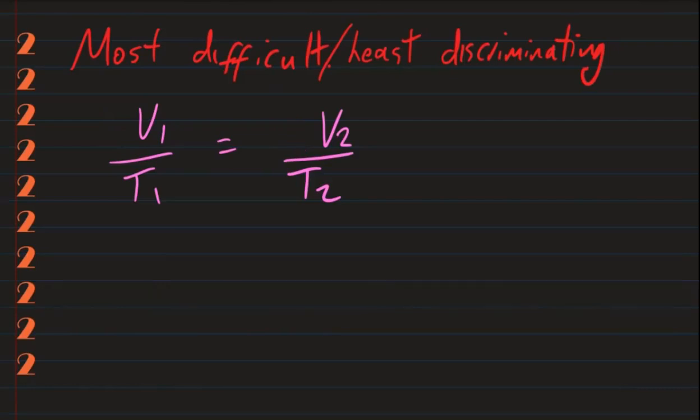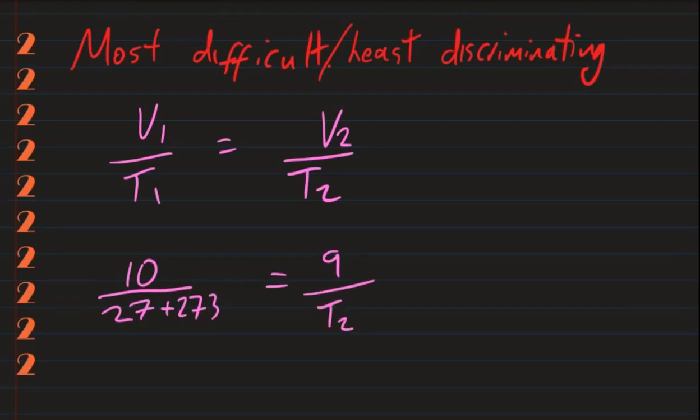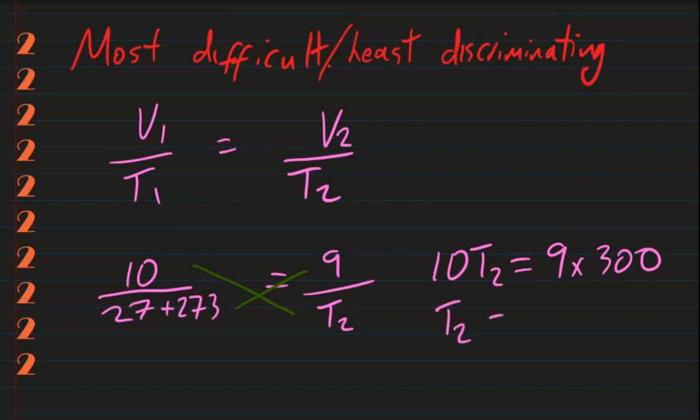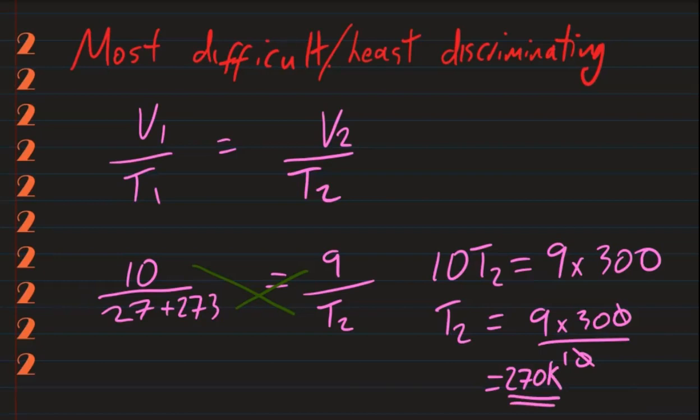All right, so the volume at the beginning is 10. The temperature at the beginning is 27. No, it's not. You've got to convert to Kelvin by adding 273. The volume at the end is 9, and the temperature at the end, we don't know. That's the question. So I've got 10 times T2 by cross multiplication. So this times this is that times that. 10 T2 is 9 times 300. So T2 is 9 times 300 over 10. Cancel those. So it's going to be 270 Kelvin. Is that an answer? No, it isn't, but we can convert that into minus 3 degrees C. So that's going to be 2A. That's correct. 2A.